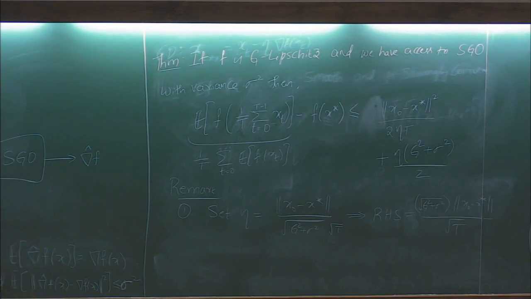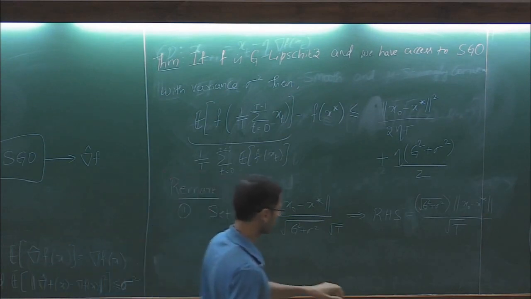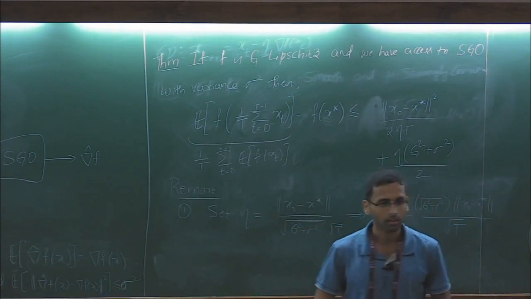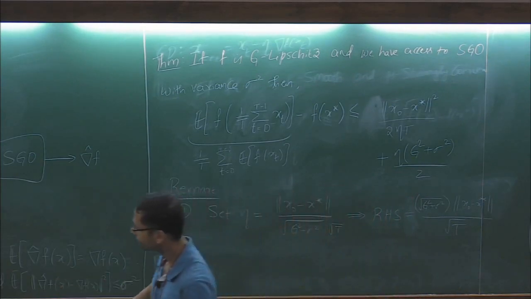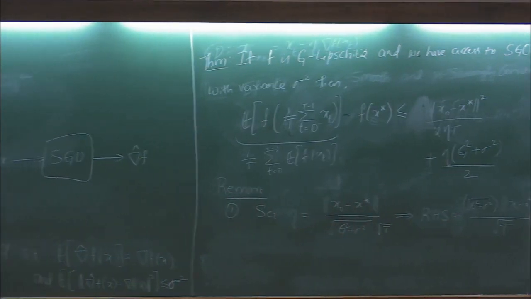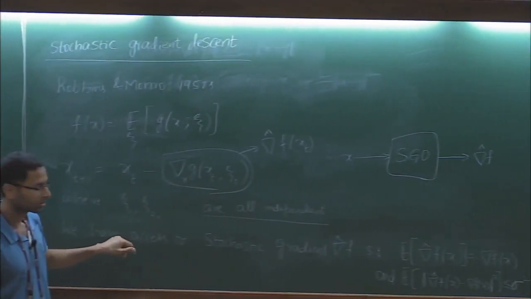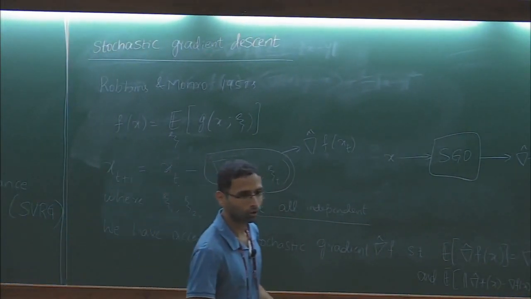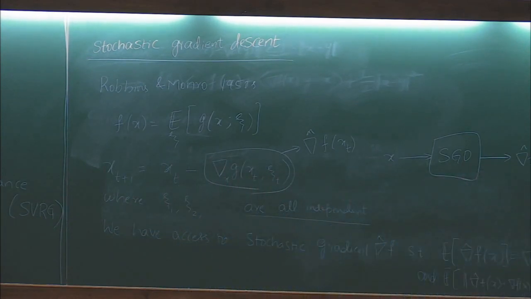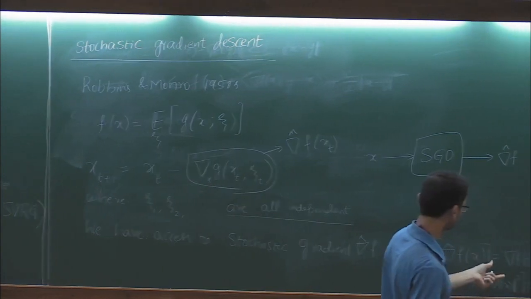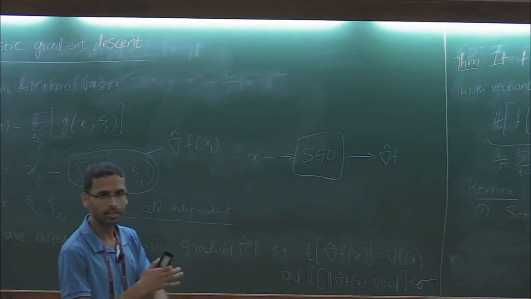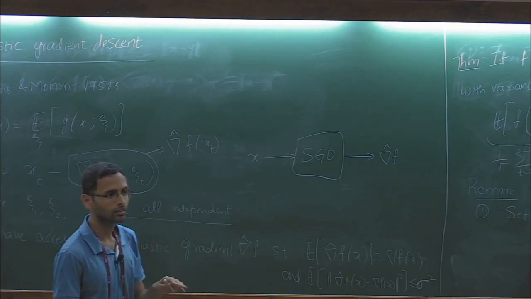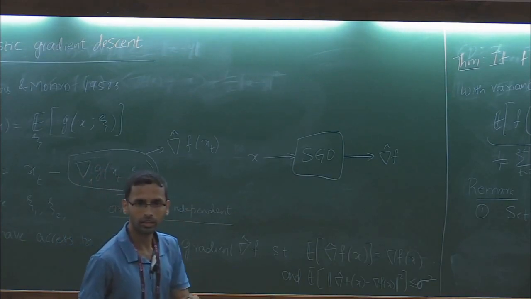I'm assuming f is convex. G could be anything. Even here, I'm assuming that they're all independent. So the stochastic gradient at each iteration that I'm getting is independent of all the other stochastic gradients that I'm going to get. So each of them is independent.